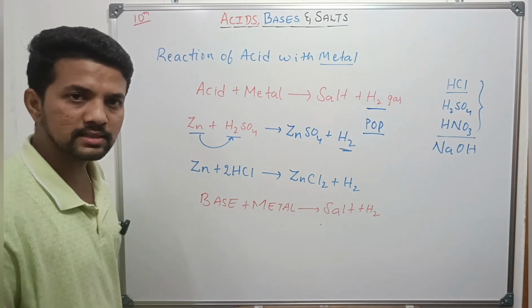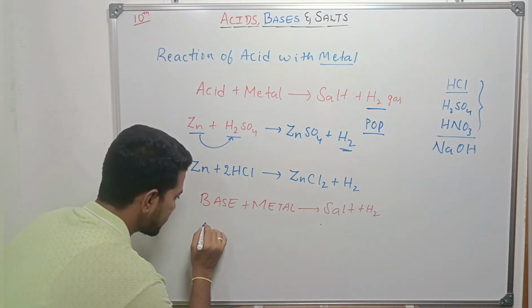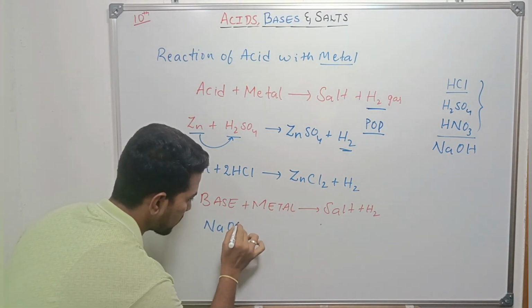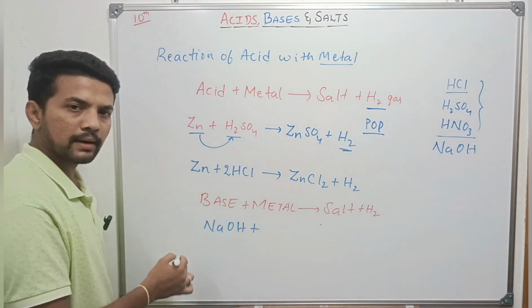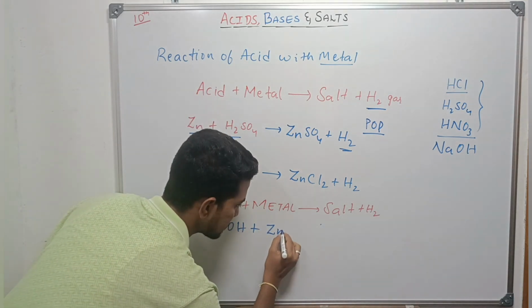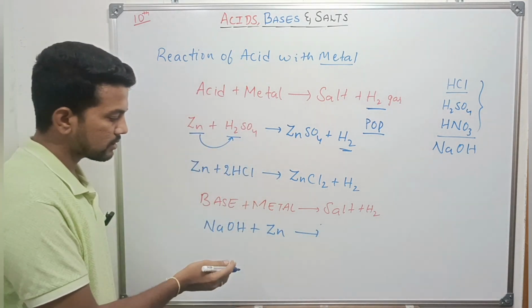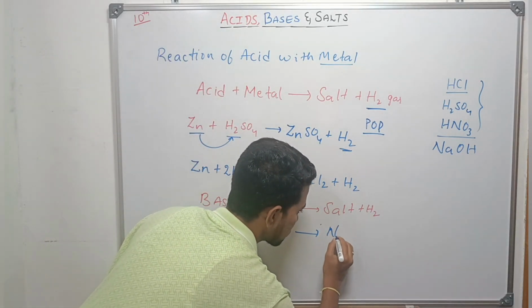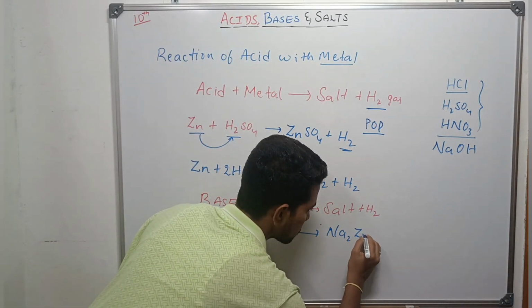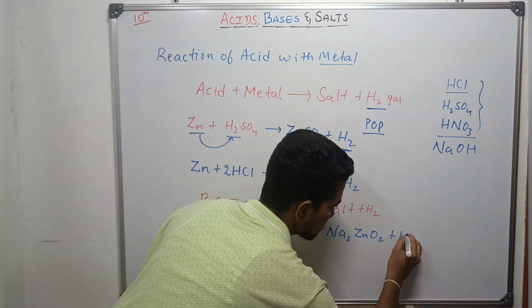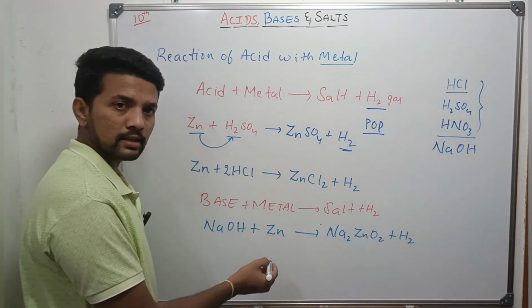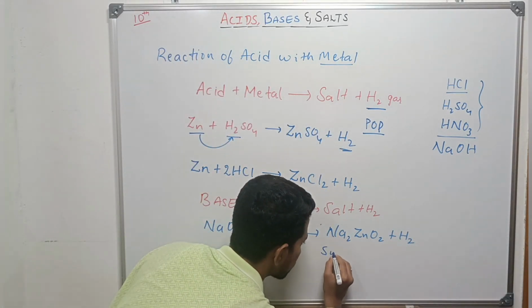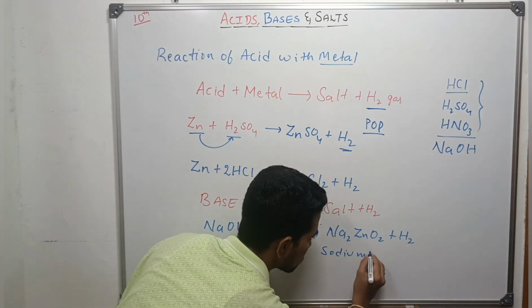For example, one of the best examples for base is NaOH, that is nothing but sodium hydroxide. So when sodium hydroxide reacts with metal, that is zinc, whenever the bases react with metal, there is a formation of salt Na2ZnO2 plus evolution of hydrogen gas. So here the salt is sodium zincate.